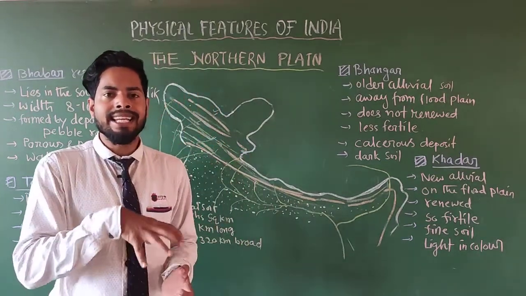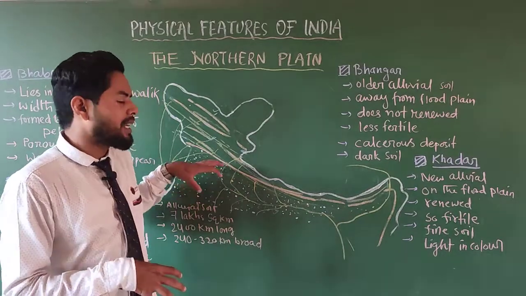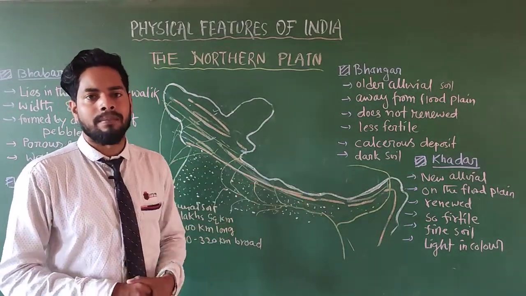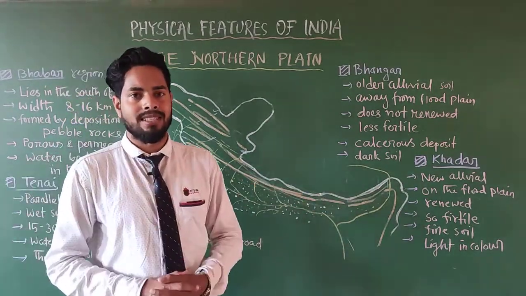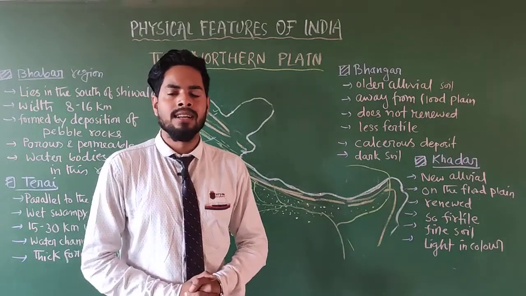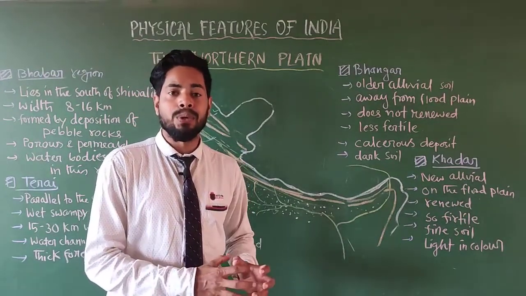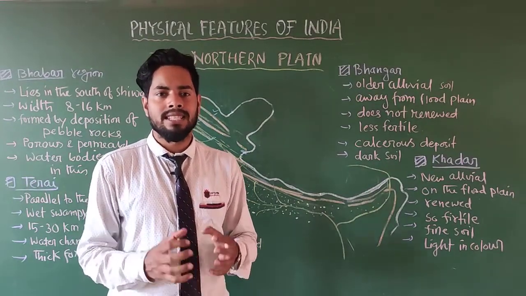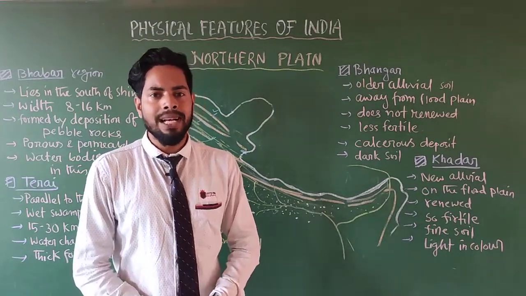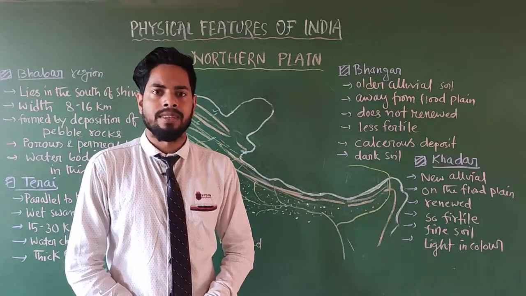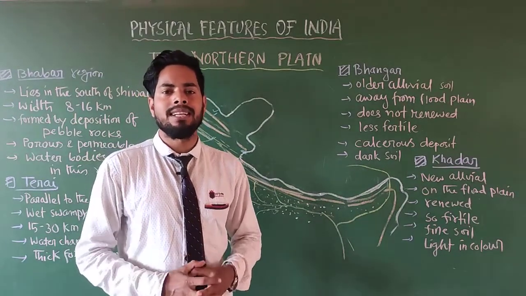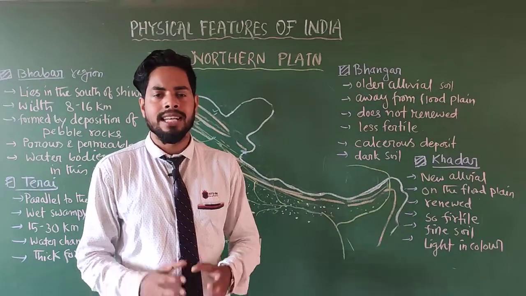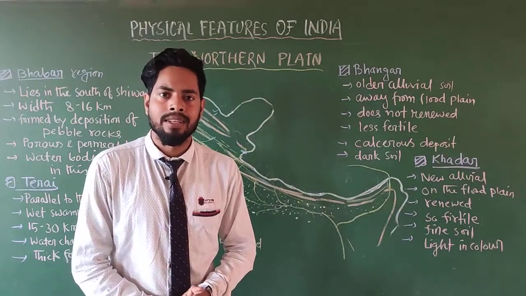That's why agriculture is more developed in the northern plain. Due to the low stretch, we can easily construct transportation, that means roadways and railways, and it is also suitable for constructing buildings and infrastructure. That's why the population density in that region is very high.